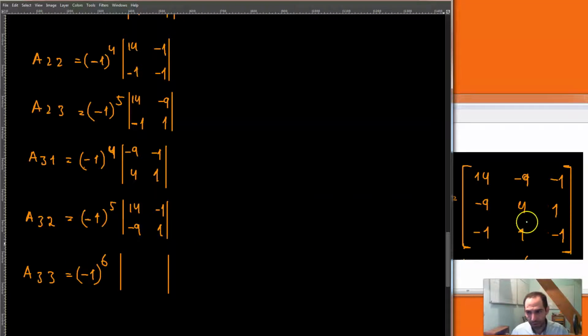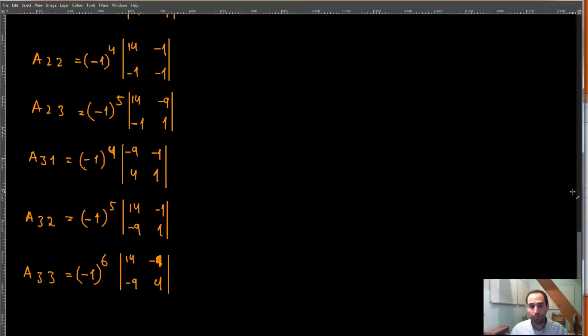And 3, 3 would be, delete this row, this column: 14, -9, -9, 4. And that's basically all that we need for now.